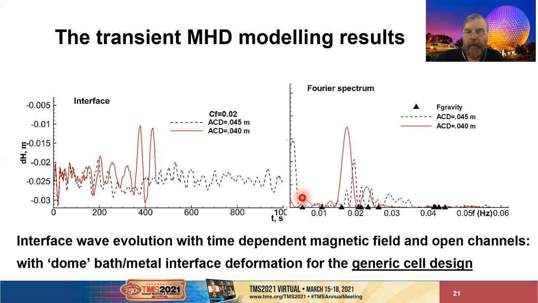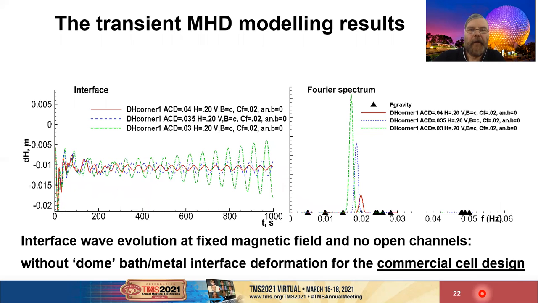Now, if we go back to the commercial cell, we are not presenting the results in the paper, where we were planning to initially, but not anymore. We have those results for the initial setup: fixed magnetic field, no open channel, and the same friction coefficient of 0.02.